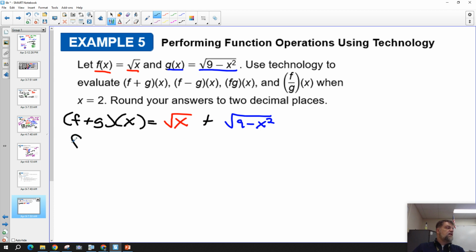So then if I wanted to say f plus g, there's really nothing to combine, because they're not like terms. There's no simplifying this one. You just leave it this way.